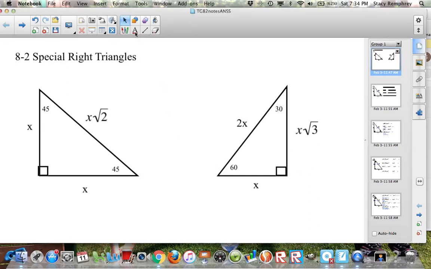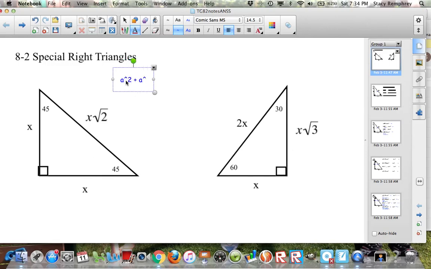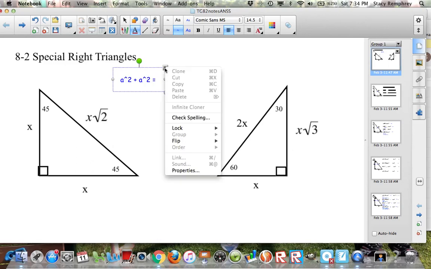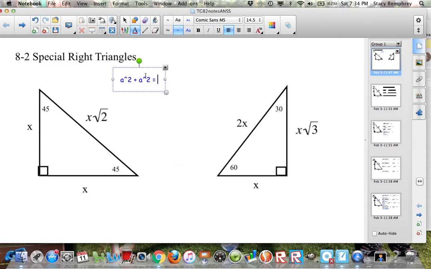And again, just in case you missed it, I'll see if I can explain it quickly here. So you knew a squared plus a squared equals, because they're the same in this 45, 45, 90 triangle, equals c squared, I think is what we did. I'm going to just X that out. We're going to forget about that.